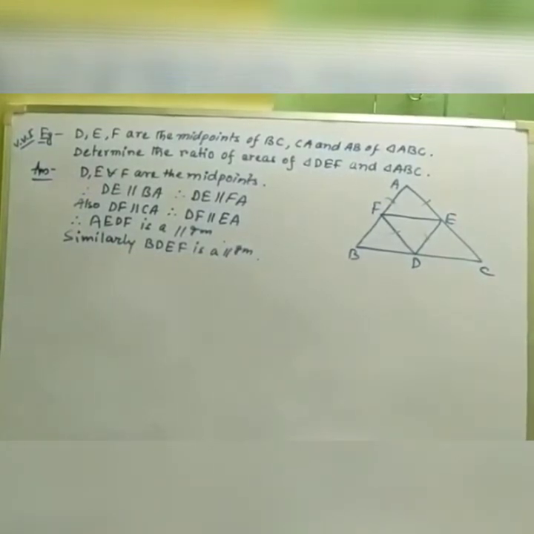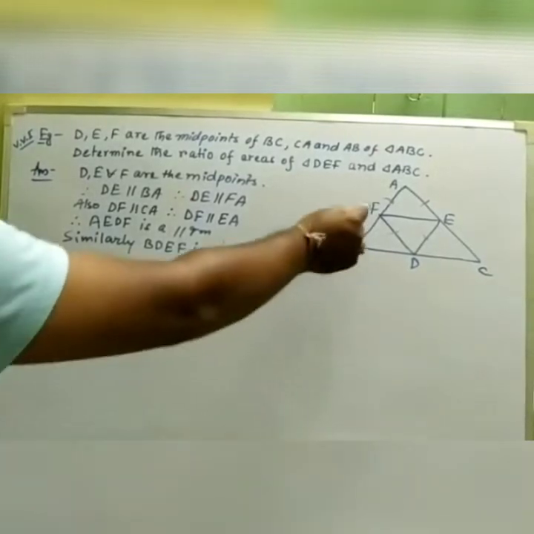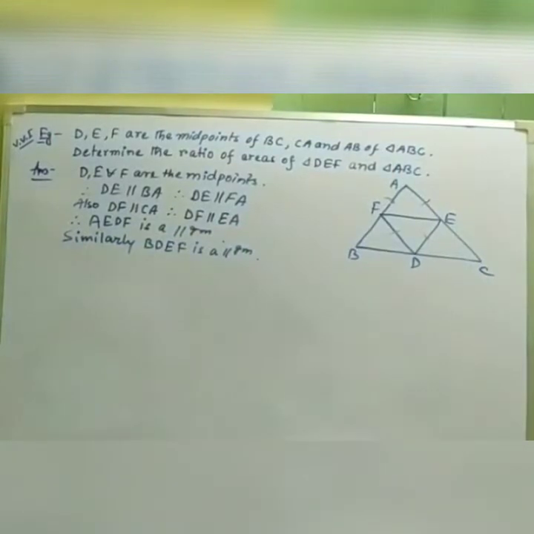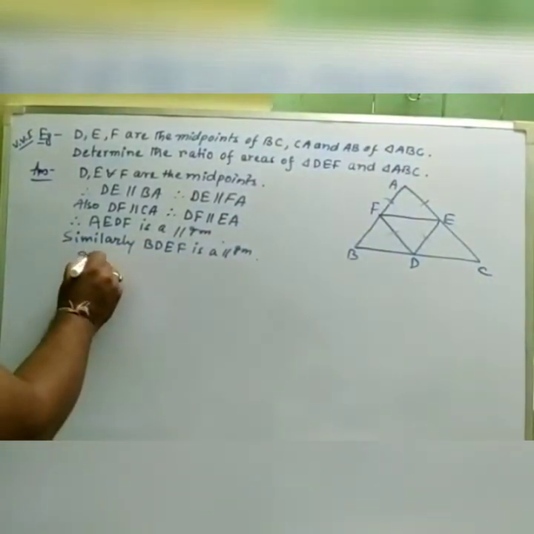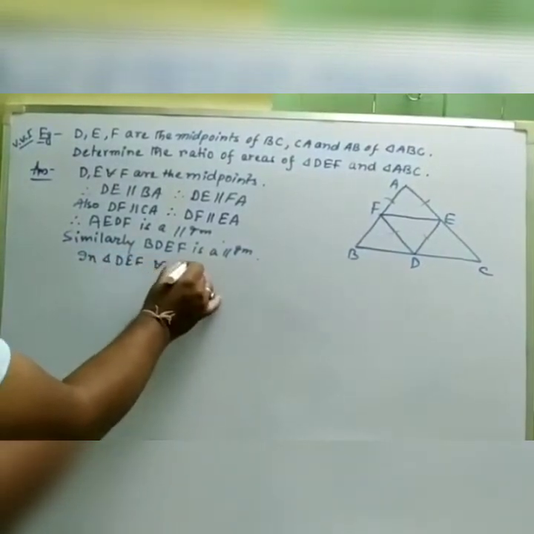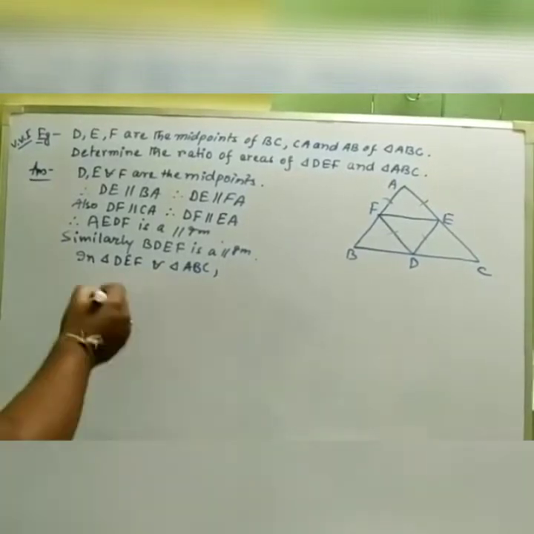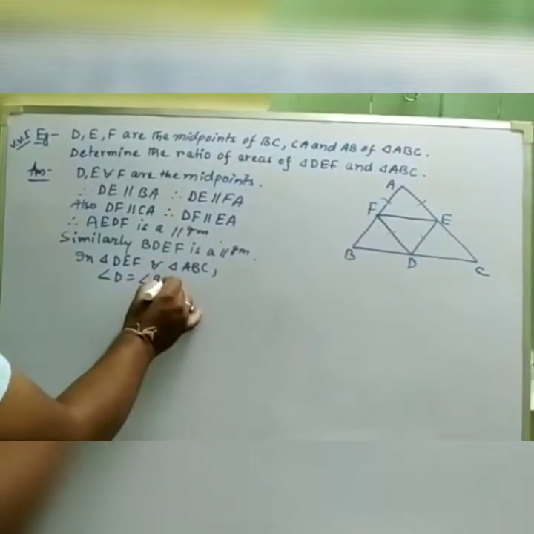So we got that. Now we will take the triangles, that is the triangle DEF and the whole triangle ABC, and we will prove whether these are similar or not. So let's take triangle DEF and triangle ABC. What do you have? You can see that the opposite angles of a parallelogram are equal. That means angle D equals angle BAC.